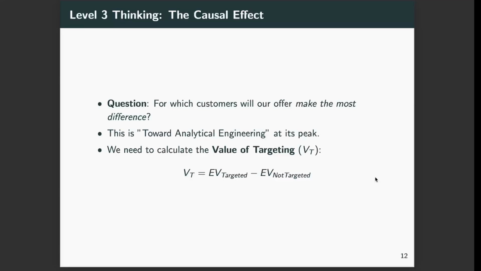This is the highest level of analytical engineering. We are not just predicting outcomes. We are measuring the incremental impact of a business action. We are asking the counterfactual question, what would have happened without our intervention? And then we are comparing that counterfactual to what happens with our intervention. Let us now look at the 4 distinct types of customers that emerge from this framework.